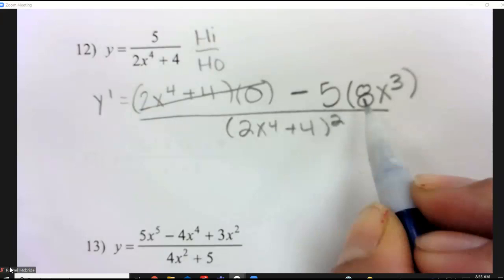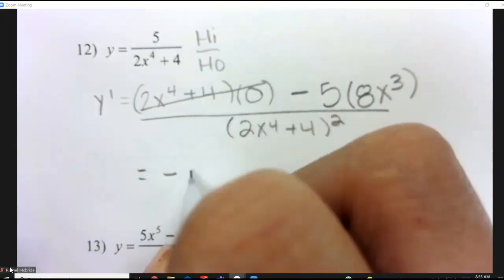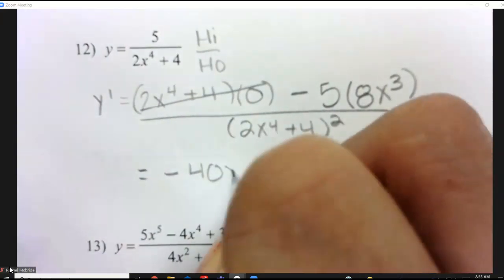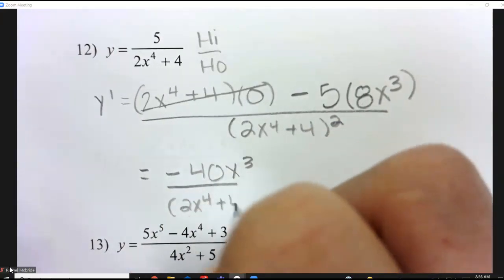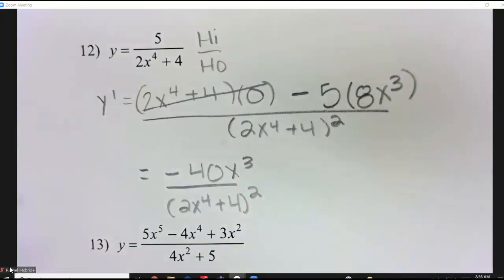And then 5 times 8 gives you negative 40x cubed, all over 2x to the 4th plus 4 squared.